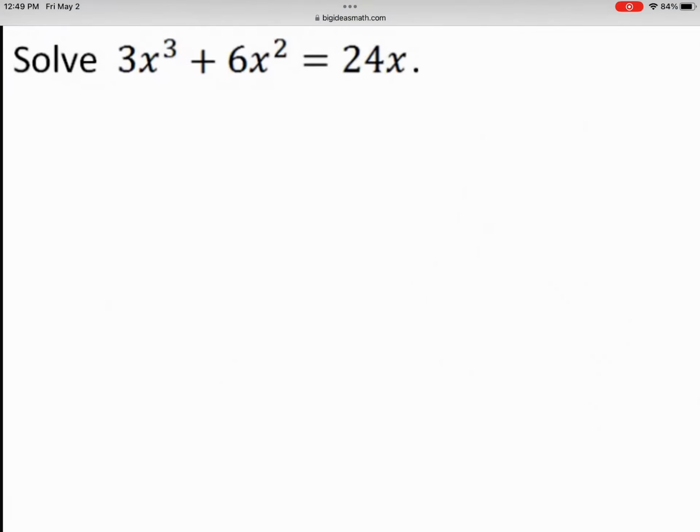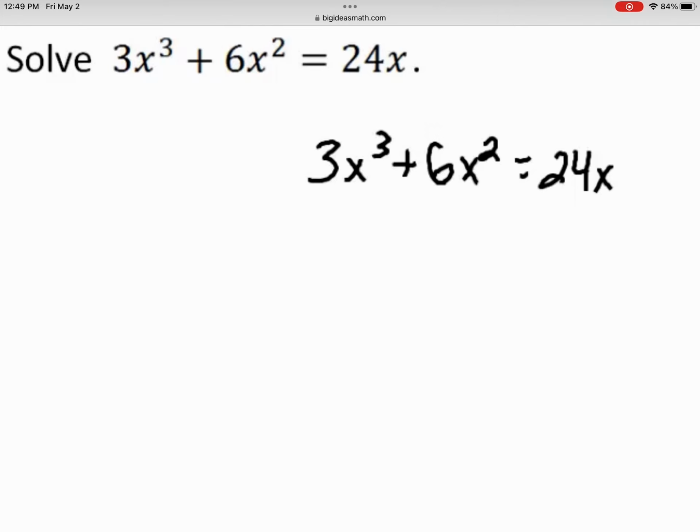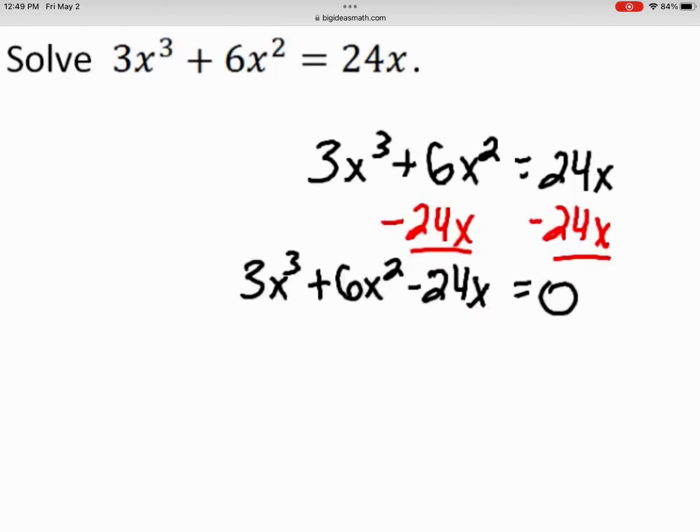Solve 3x cubed plus 6x squared equals 24x. Begin by writing the original equation. Then subtract 24x from each side, giving you 3x cubed plus 6x squared minus 24x equals 0. 3x cubed, 6x squared, and negative 24x share a greatest common factor of 3x.